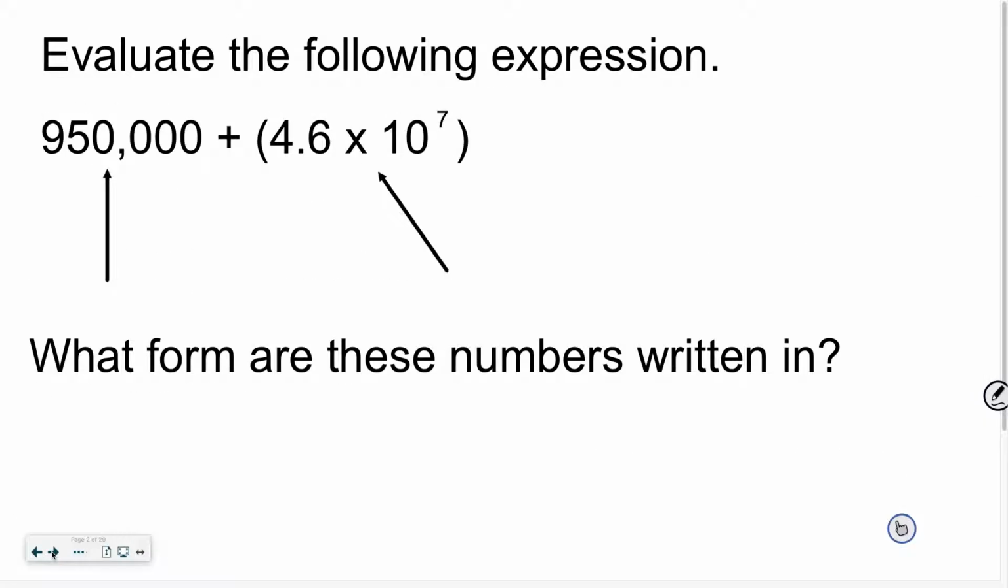The example that we go over is a good one to write down. This is going to be the example that we work with for today. So we are going to evaluate this expression.